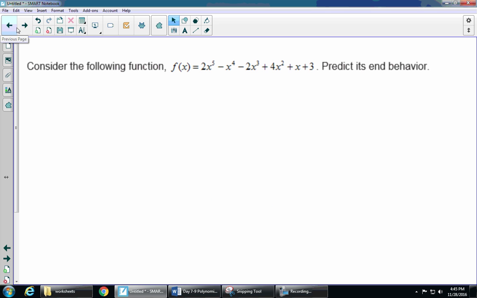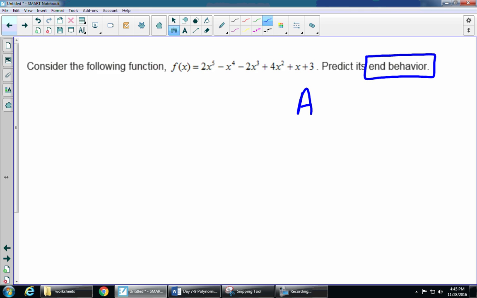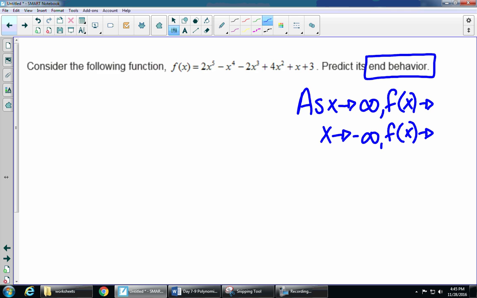Consider the following function. f of x equals 2x to the fifth minus x to the fourth minus 2x cubed plus 4x squared plus x plus 3. Predict its end behavior. Whenever I see this, I'm going to start by writing as x goes to infinity, f of x goes to, and that's what I'm going to fill in. And then my second line, as x goes to negative infinity, f of x goes to, and I'm leaving it blank again, that's what I'm going to fill in.